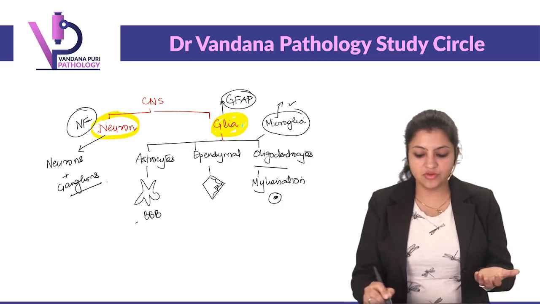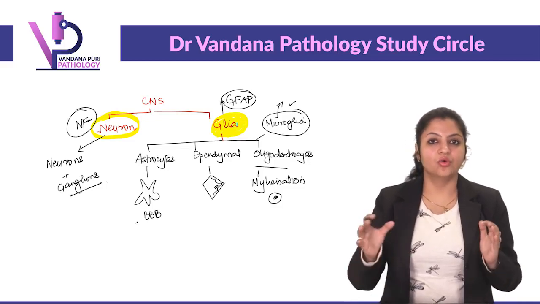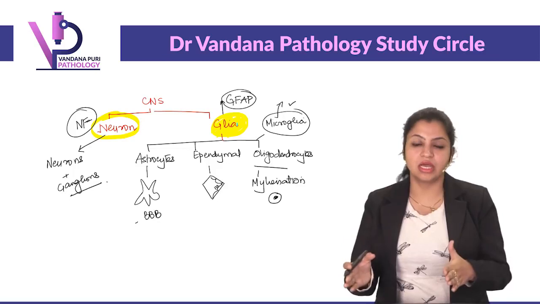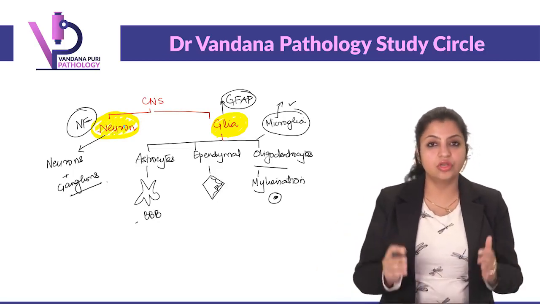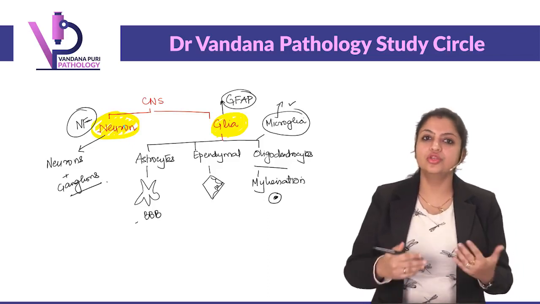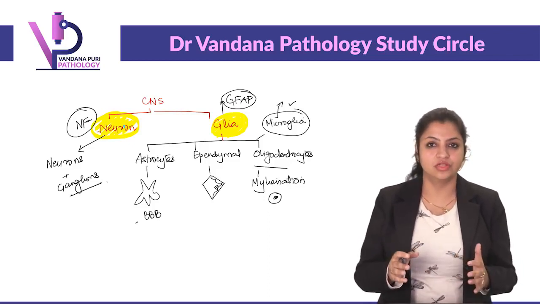One that arises from glia. What is that called? Gliomas. So the tumor that arises from glia is called glioma, and the tumor which arises from the neuronal tissues is called a neuronal tumor. What are they called? Neuronal tumors.